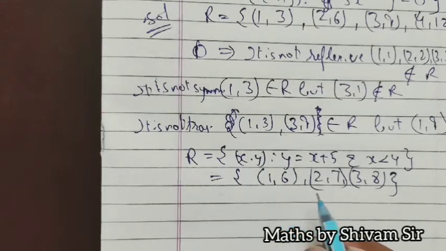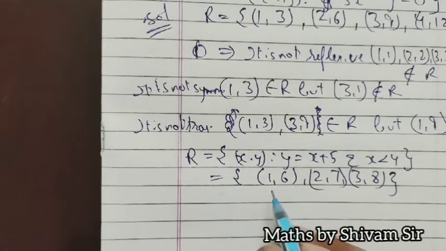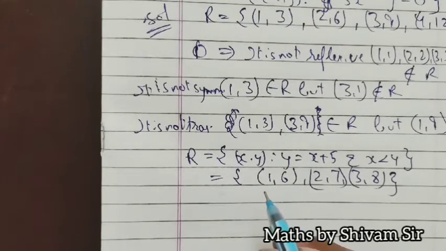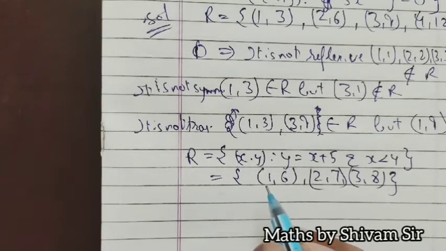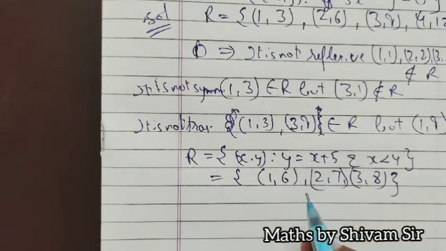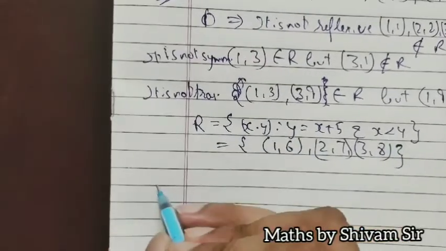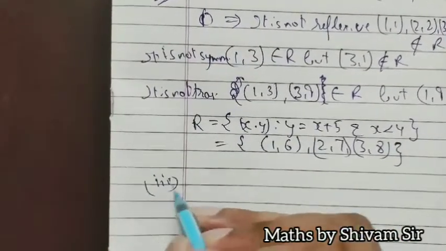Let's check if it is transitive or not. Since there is no pair in R such that (x, y) and (y, z) both belong to R, the condition for (x, z) is never violated. So R is not transitive also, as we do not have such pairs. Hence R is neither reflexive, nor symmetric, nor transitive. Let's move on to the third part.